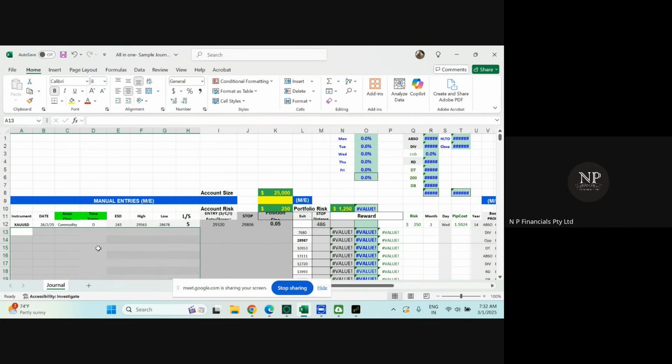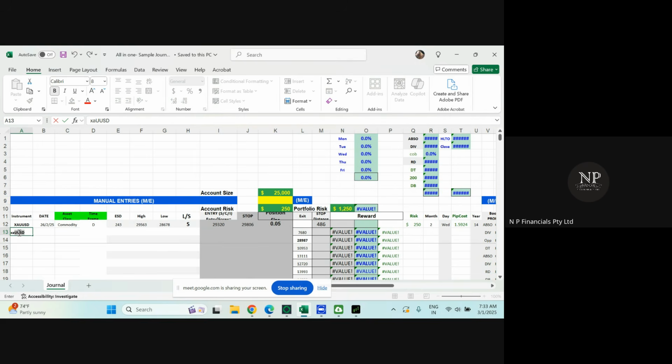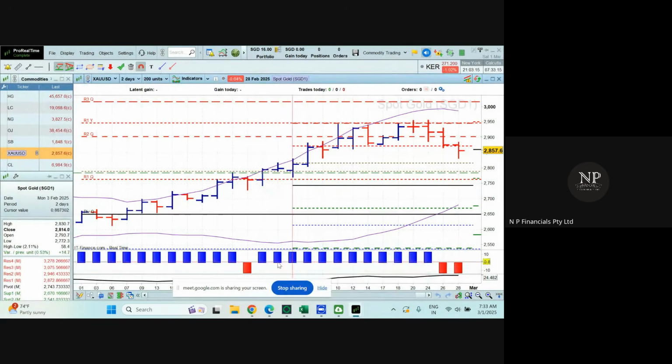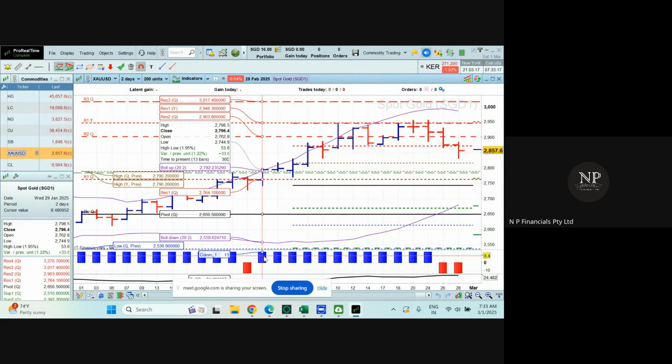So now again do XAU USD, for example. We'll do a long. Now go to the chart and take the long, which is there. Click on hide. Click on hide below.